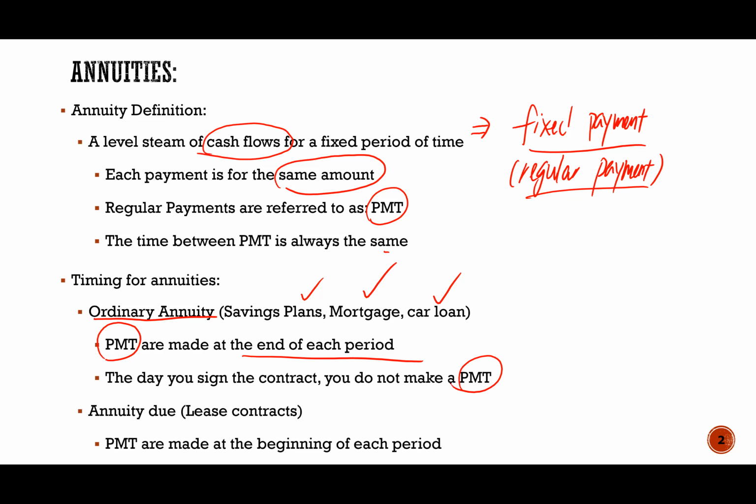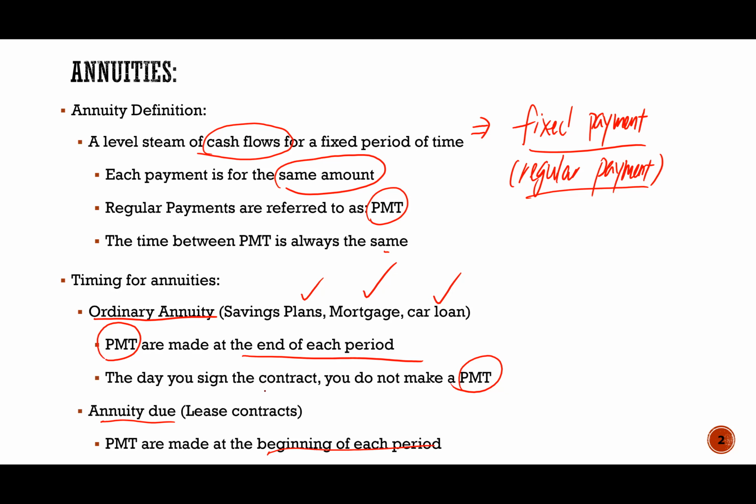And annuity due, the fixed payments are made at the beginning of each period, right? So lease contracts. If you lease a car, right? Usually you pay the fixed payment at the beginning of each period. So this is for all the leasing contracts.